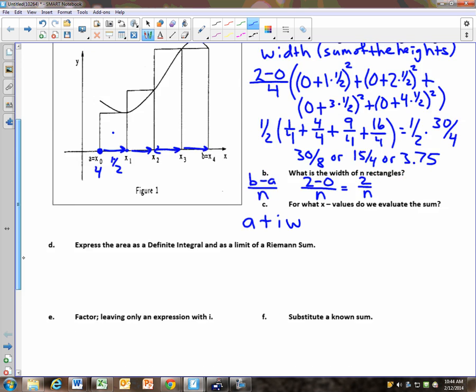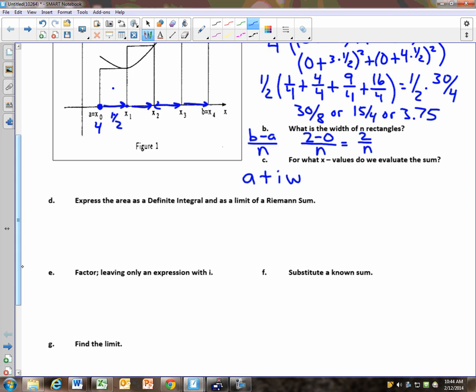So let's plug this in. What is our a value in this problem? 0, plus I times what's the width? 2 over n. So if I multiply that together, I get 2i over n. So this is the width. That's the spot that we're evaluating the sum, or the heights. Figuring out this part for the width and this part for the heights is the most important part. Now the rest is algebra with a little calculus of limits involved.